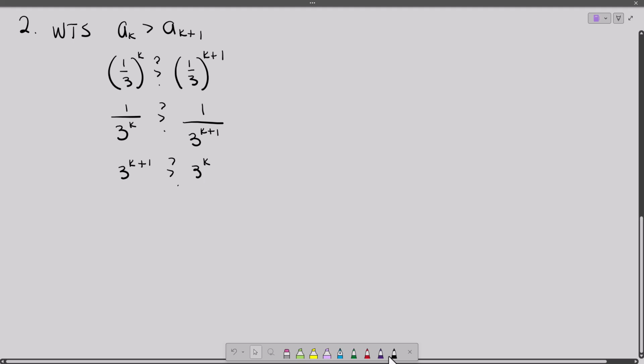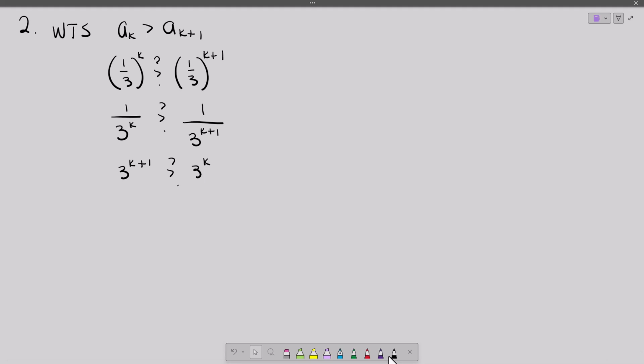Now I'm going to divide both sides by 3 to the k. So if you divide both sides by 3 to the k, on the right, you get 1. How about on the left? 3 to the k plus 1 divided by 3 to the k, you get 3 to the k plus 1 minus k, which is 3 to the 1. So you get 3. And that is true.